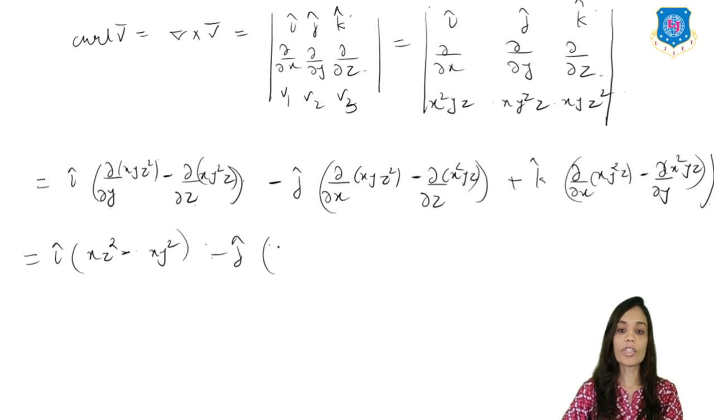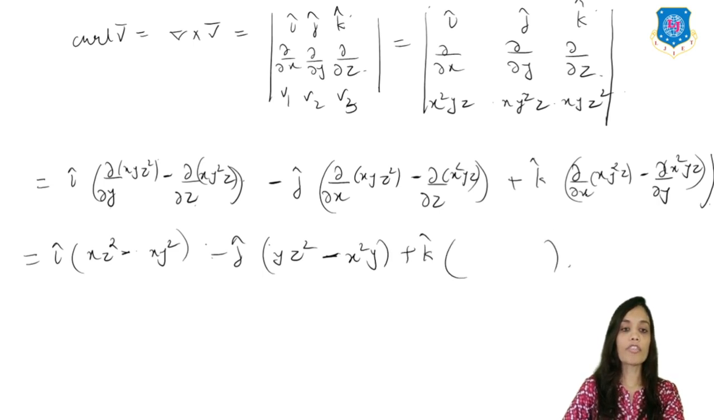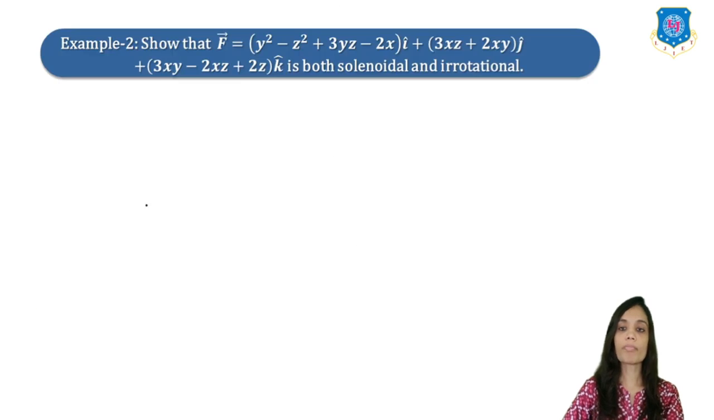Now solve again over here, it will be yz square minus x square y and plus a cap times. Last answer we have to derive by finding the derivatives over here. So it will be y square z minus x square z. So this is your answer of curl, right? So now let us go to the next example.